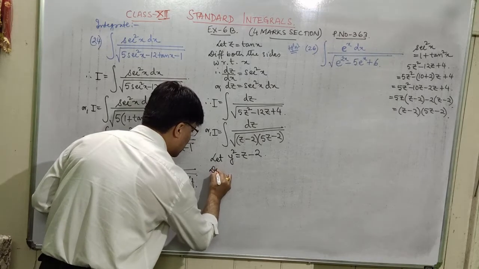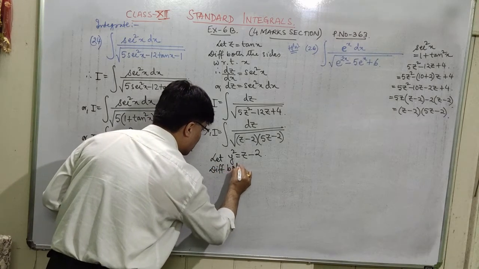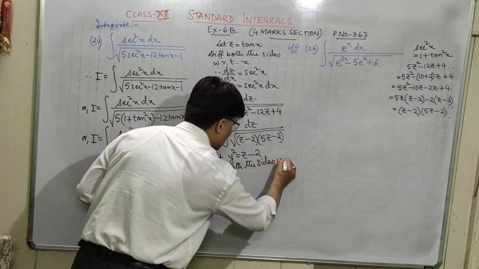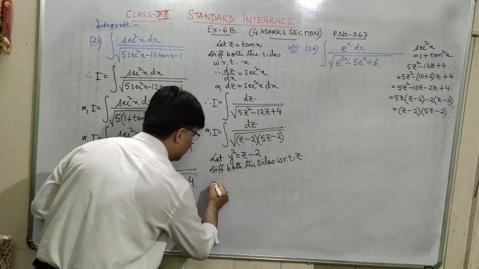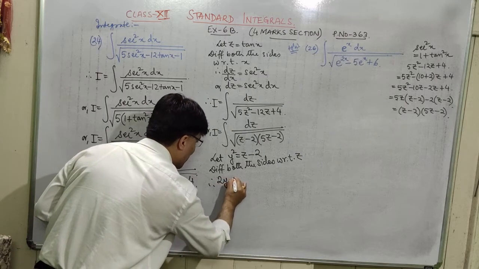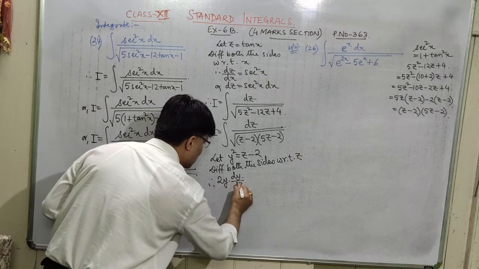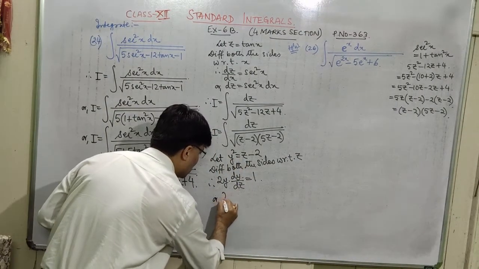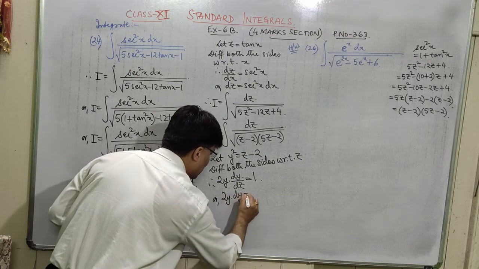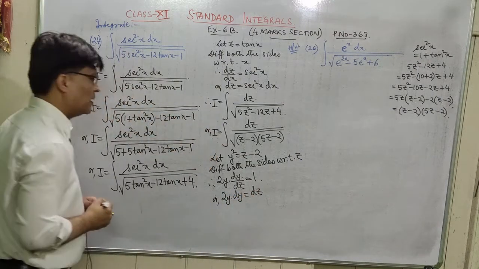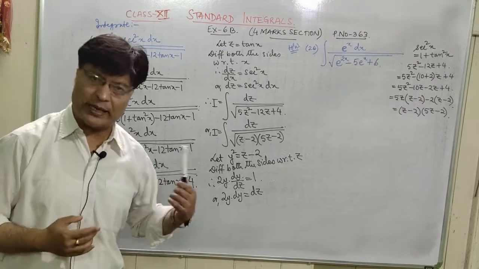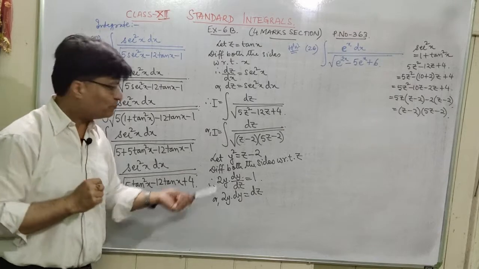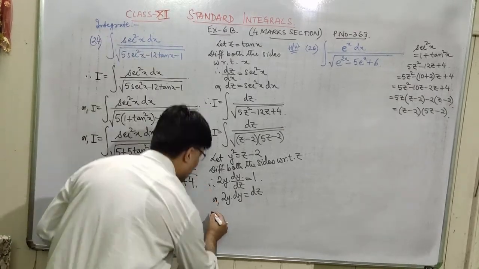So let us differentiate both the sides with respect to z. So it will be 2y into dy by dz is equal to, d by dz of z is always 1. That is, if you cross multiply it, you can get 2y dy is equal to dz. Is that clear now? So let us put these values in I.